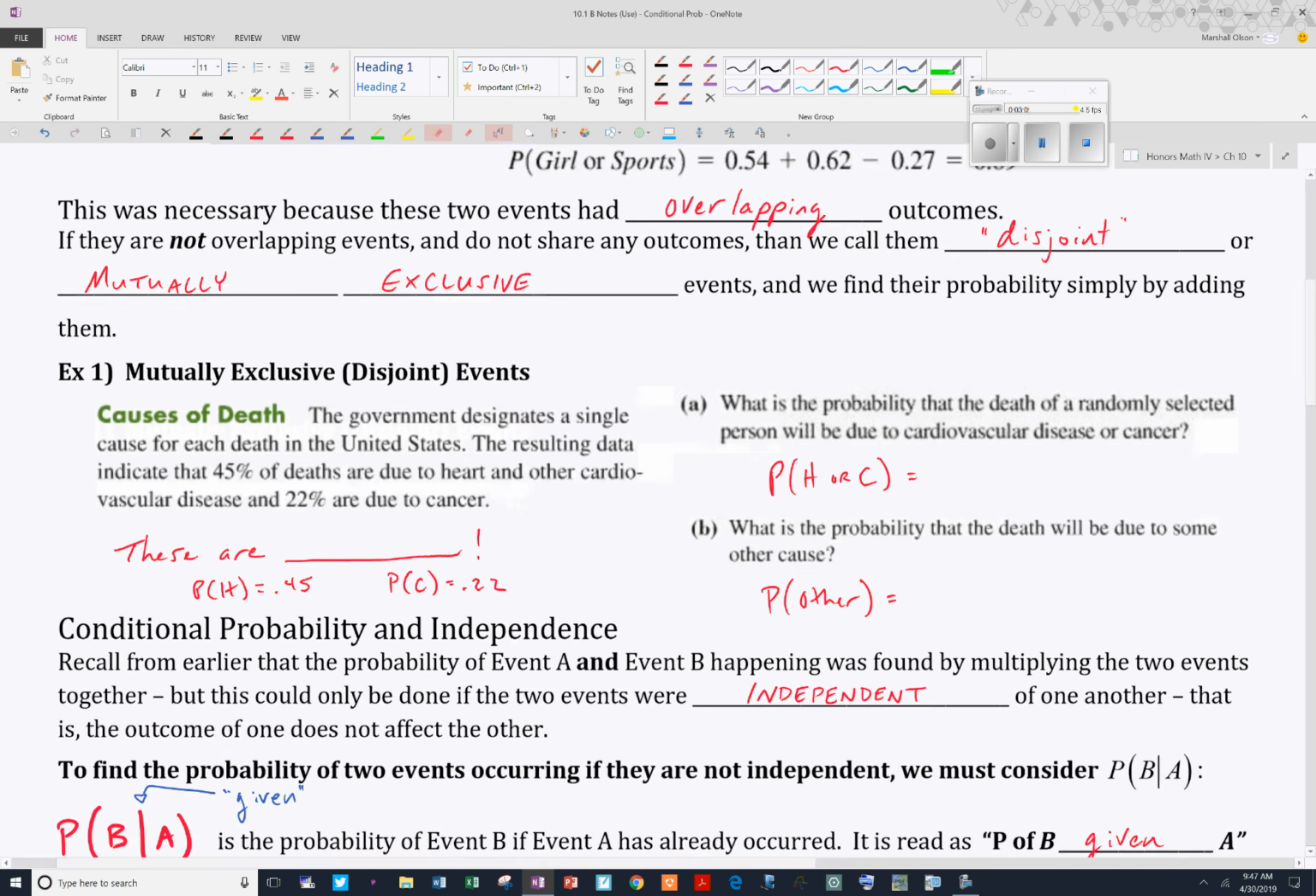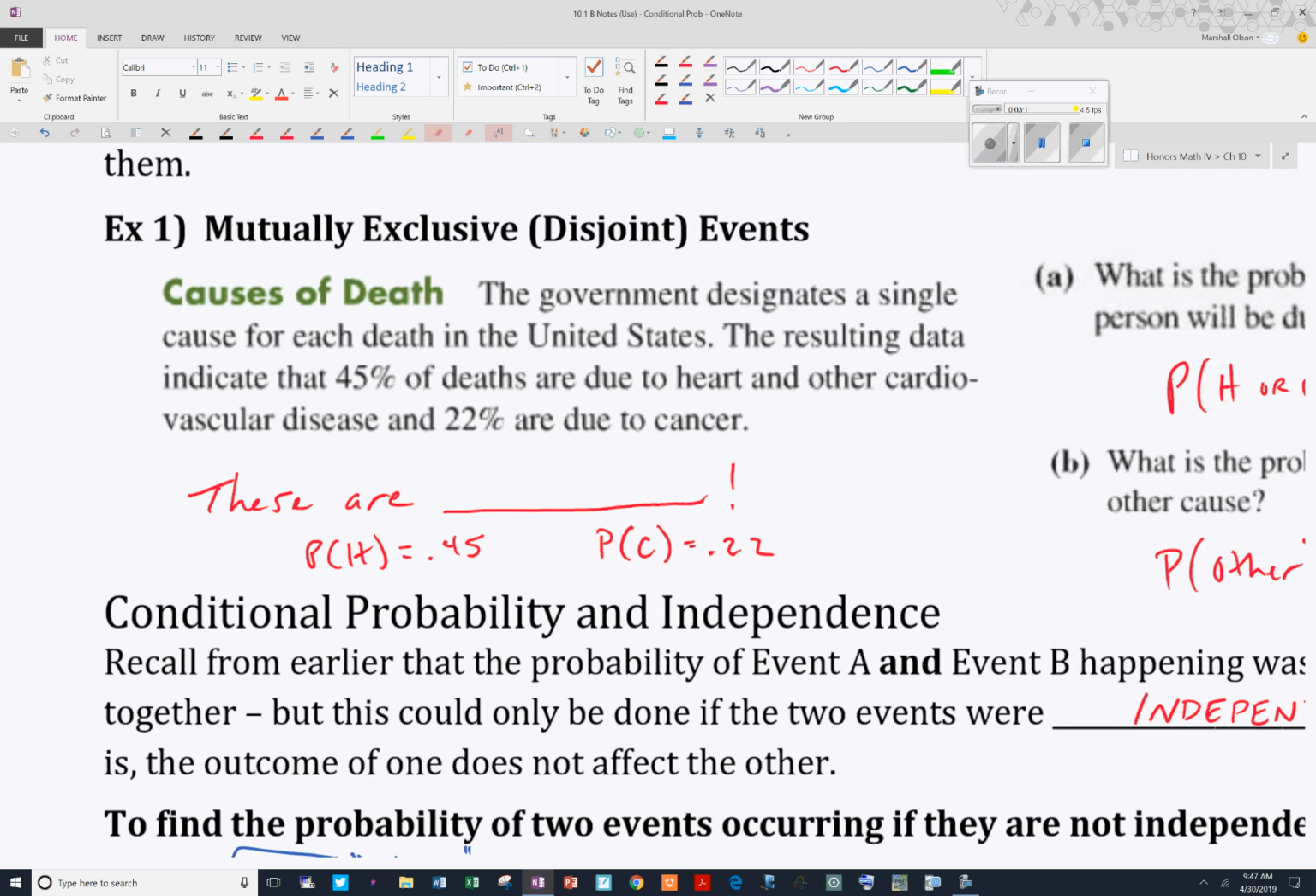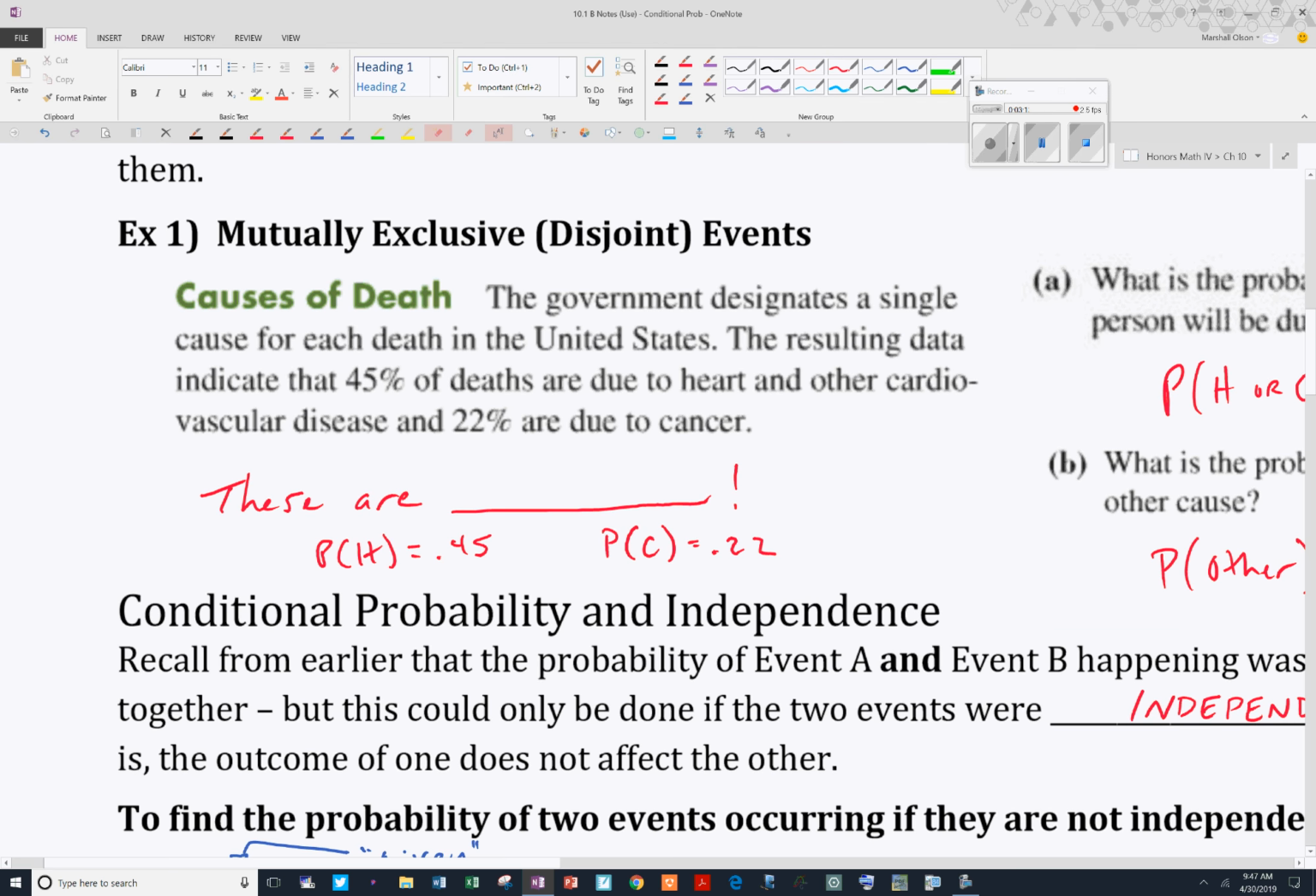So let's take a look at our first example here where we're talking about events that are mutually exclusive. It says, the government designates a single cause of death for each person in the United States when they pass away. The resulting data indicate that 45% of deaths are due to heart and other cardiovascular disease. 22% are due to cancer. Are these mutually exclusive? How do we know that? It's in the first sentence, right? Only one cause of death.